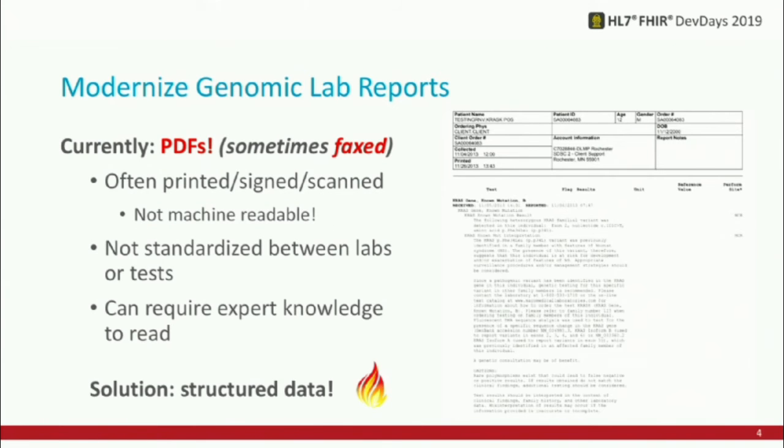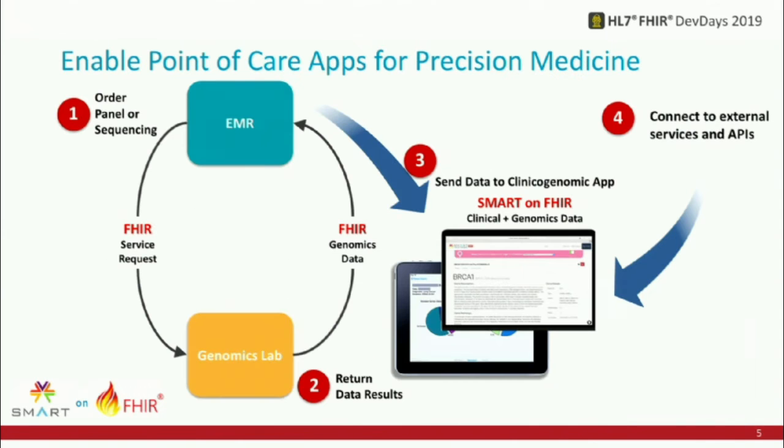One of the main focuses, like I said, is modernizing these genomic lab reports, which are currently being generated by labs as PDFs. A single report is sometimes printed out, signed, scanned back in, and emailed, or even faxed to the final destination. The clear solution here is to use structured data to convey this information, and FHIR, we believe, is the best approach for that for a number of reasons. In particular, there's no real standardization between labs or even between tests at the same lab sometimes, and it is difficult to read. I can't even pronounce some of the words on these labs that I'm looking at here.